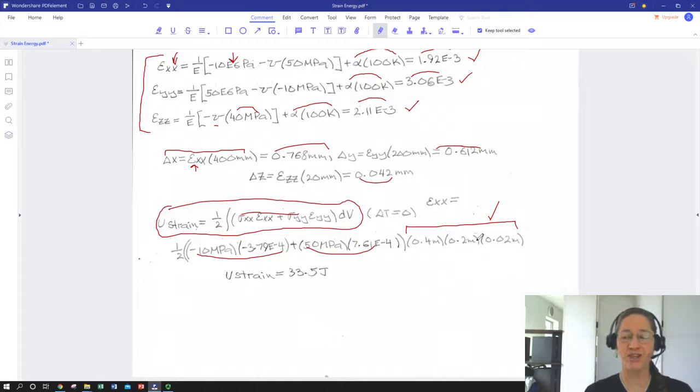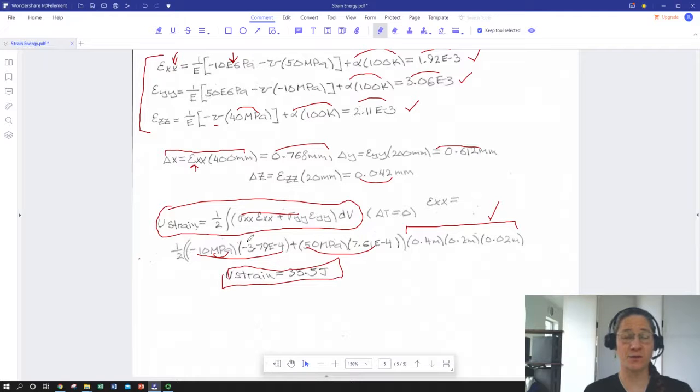Do not forget to change your units because, of course, pascals are newtons per square meter. So we need to keep units fairly constant. I haven't broken out the megapascals, but this would equate to, in this case, -10 times 10 to the 6th newtons per square meter. We have newtons per square meter times something dimensionless, eventually times meters cubed, which will give us newton meters, which is joules. And if we tally all that up, we get 33.5 joules.